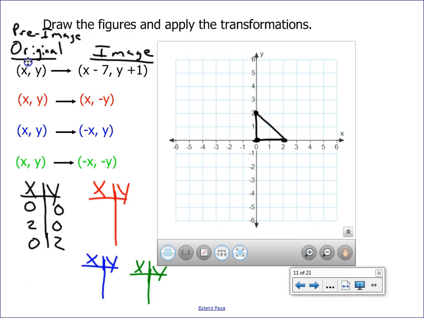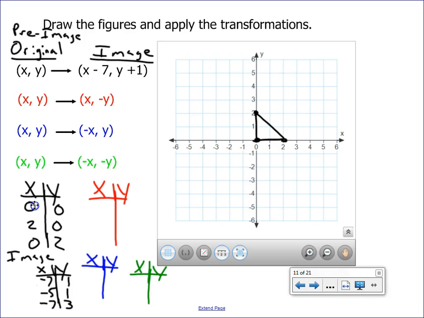Now in the first example, it says we have the coordinates x and y. And it says the new x coordinate becomes x minus 7. So I take the x coordinate, the original, and subtract 7. So my new one, my image now, I will adjust. And the y coordinate, we're adding 1. So my image will be negative 7, 1. Negative 5, 1. And negative 7, 3.